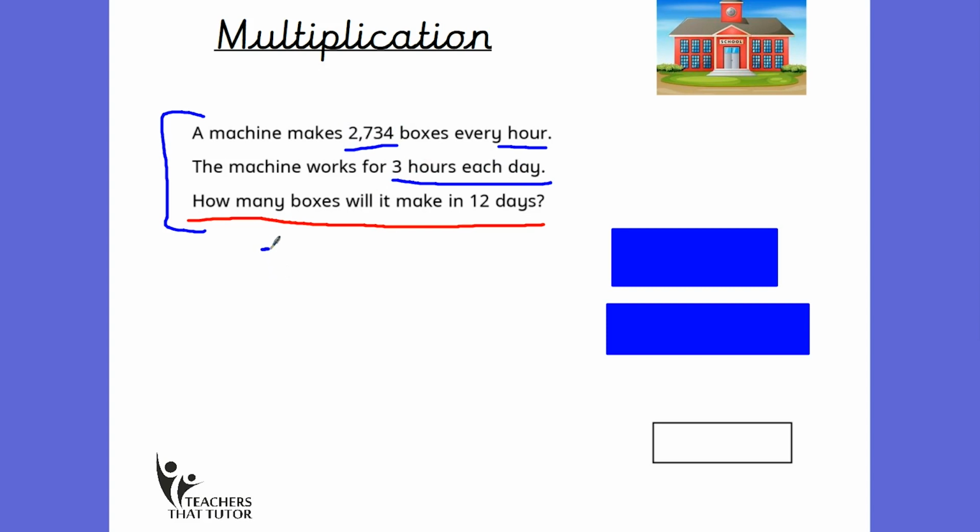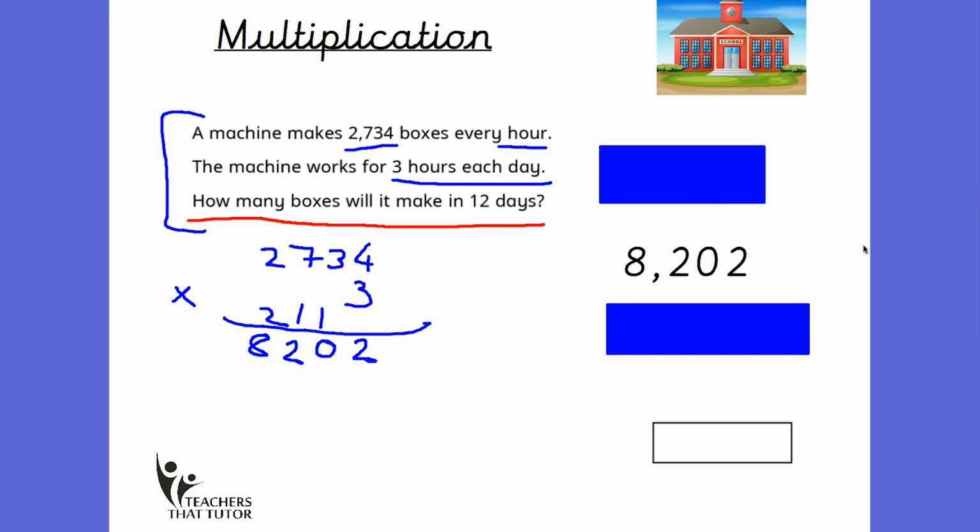So the first step would be to do 2,734 times 3. So that's what I'm going to start with. 4 3s are 12, 2 down, carry the 1. 3 3s are 9, plus that 1 is 10, 0 down, carry the 1. 7 3s are 21, plus that 1 is 22, 2 down, carry the 2. And 2 3s are 6, plus that 2 there is going to be 8. So the first part, we know that each day this machine makes 8,202 boxes. So that's the first bit done.